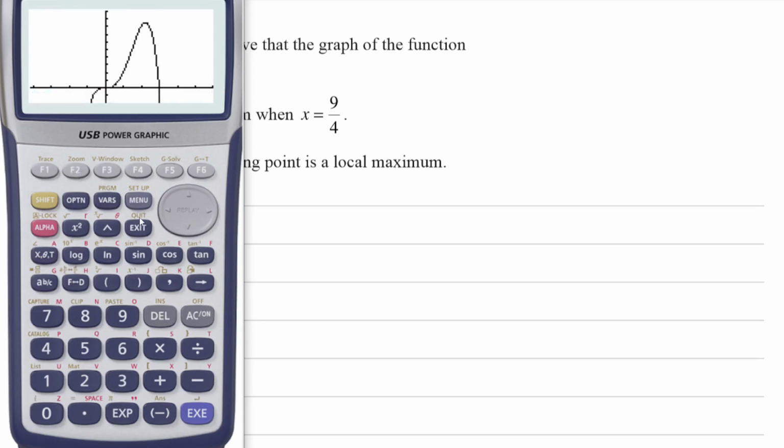Anyway, just looking at this, it does have a unique shape, right? This is what this particular quartic looks like. If we go G-Solve and hit max, we can find the local maximum at 2.25. In other words, 9 over 4. So this function does indeed have a maximum at x equals 9 over 4.